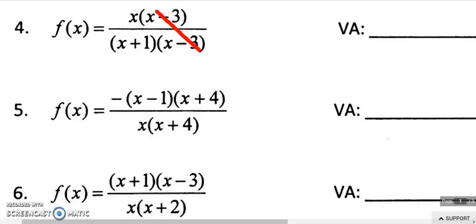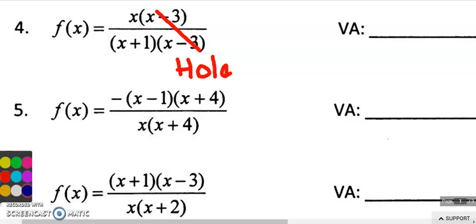What we didn't talk about is that when the factors are canceled, they create holes in our function. So the x minus 3 is going to create a hole. Whatever's left over is going to create our vertical asymptote.